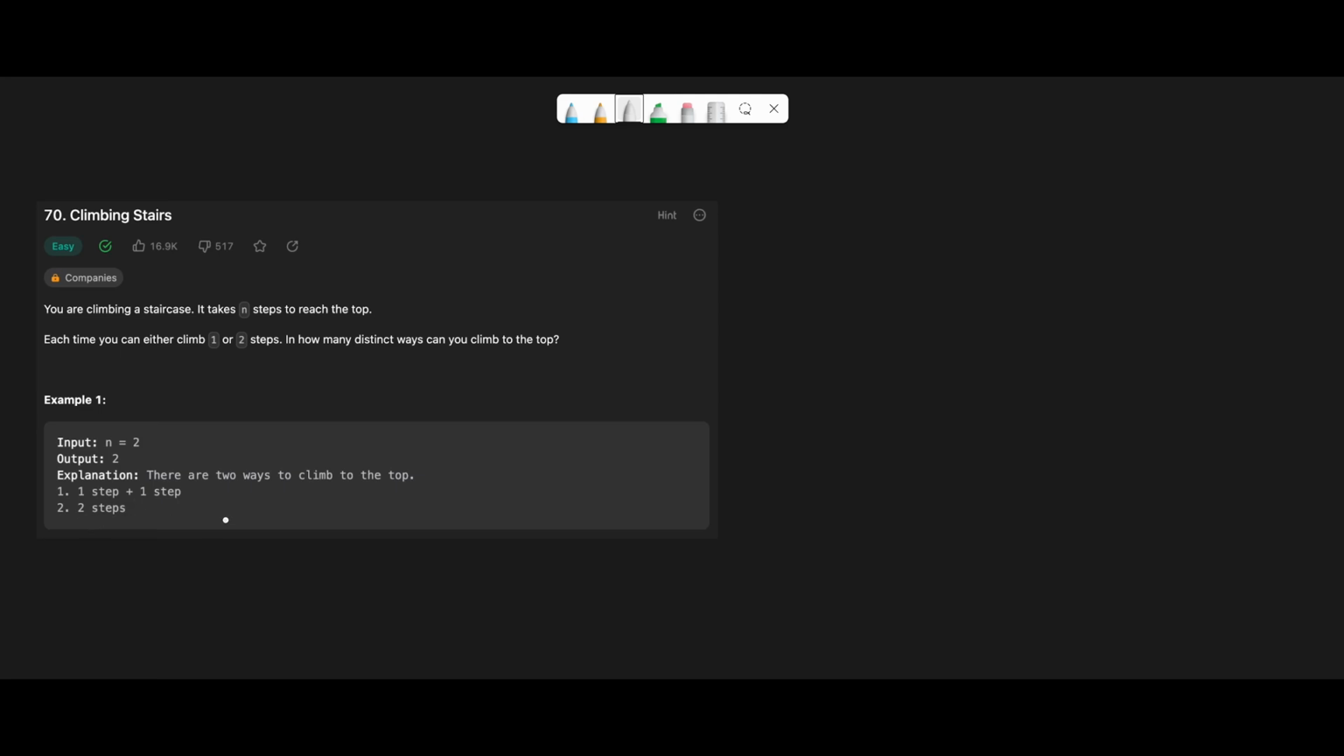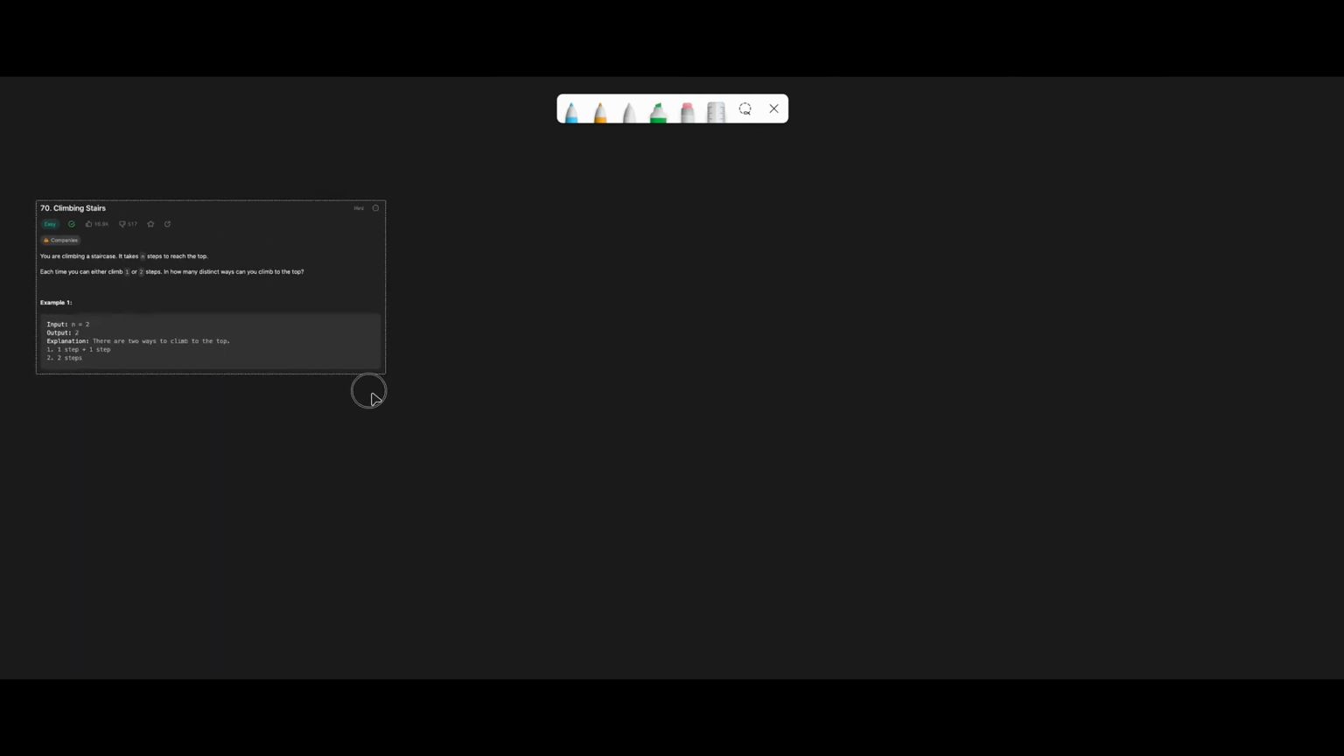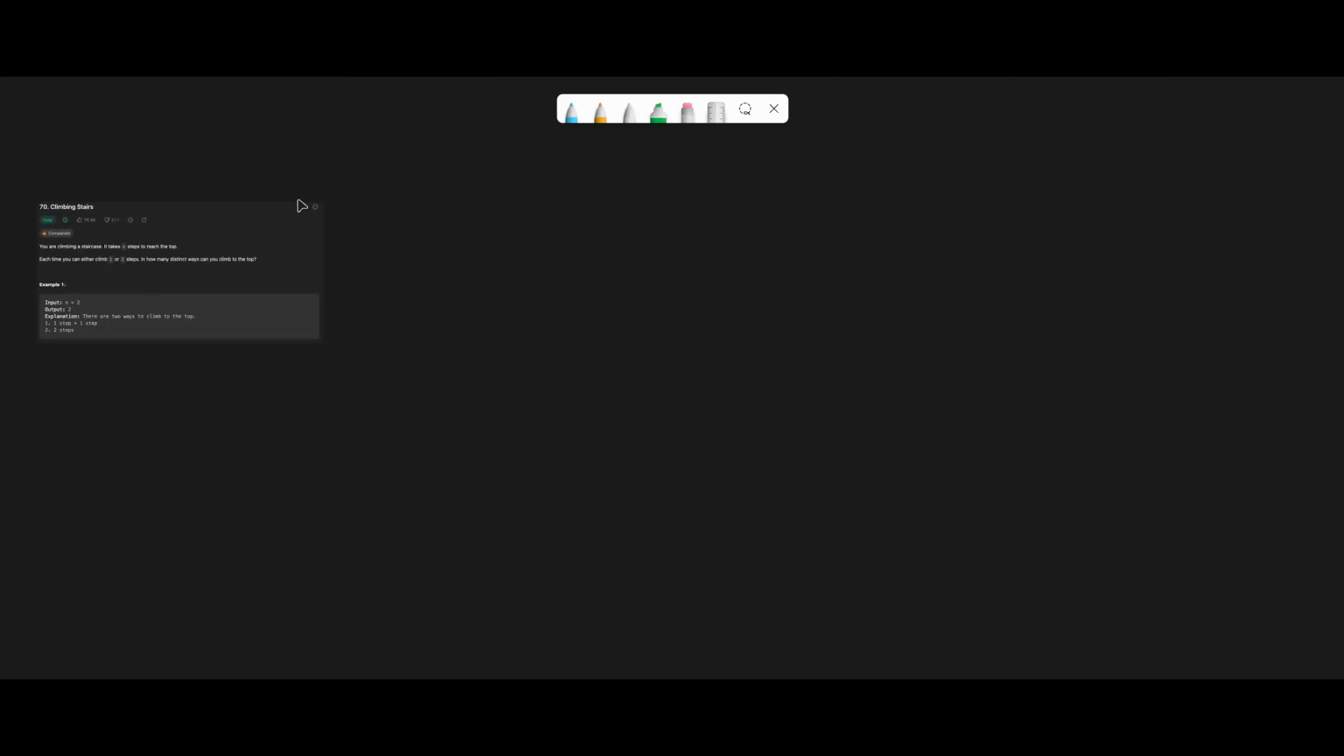Yeah, that's easy. Let's say n is 5, so the top is 5. In that case, we can find a distinct way. We think there is a possibility that we can apply dynamic programming to this question. First of all, let's think about the brute force way.